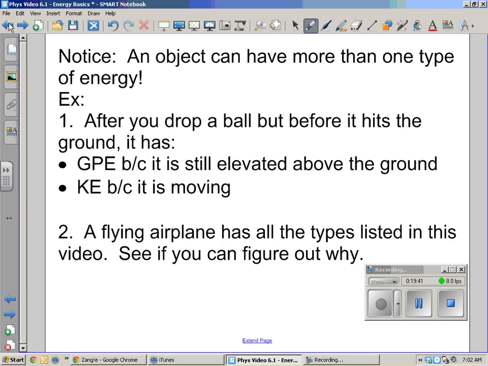Elastic potential energy is a little bit of a stretch. No pun intended. Somebody in that airplane has a rubber band in her hair, or his hair. So there you go. Energy basics.